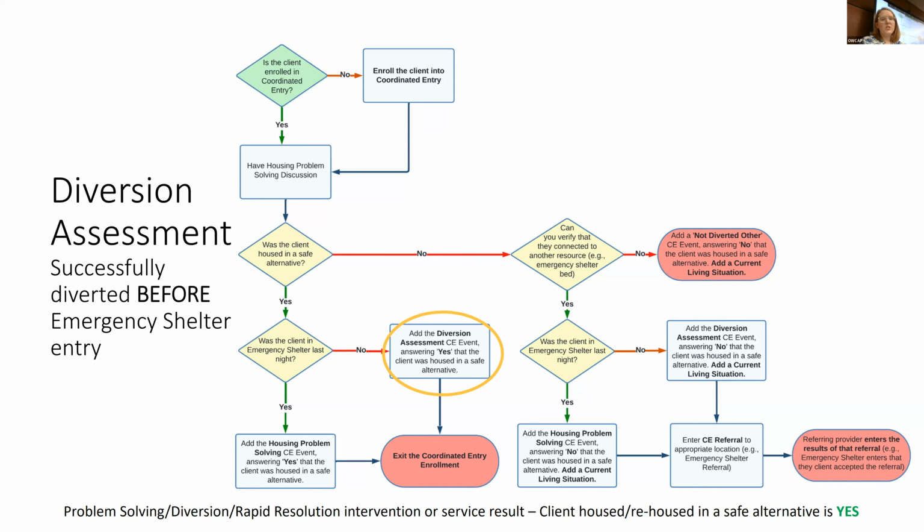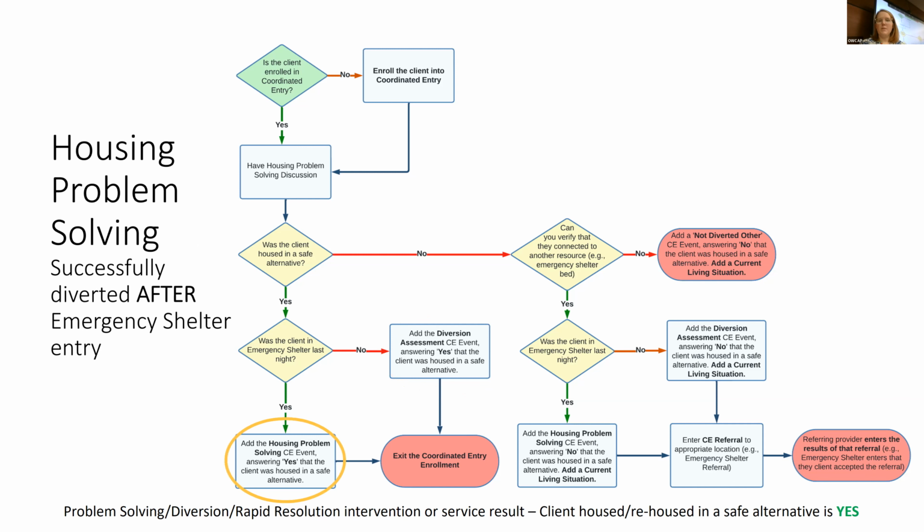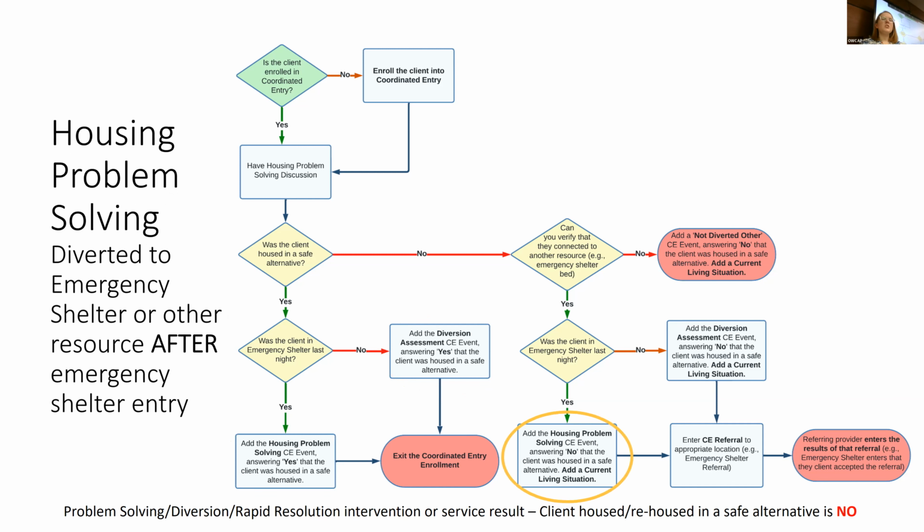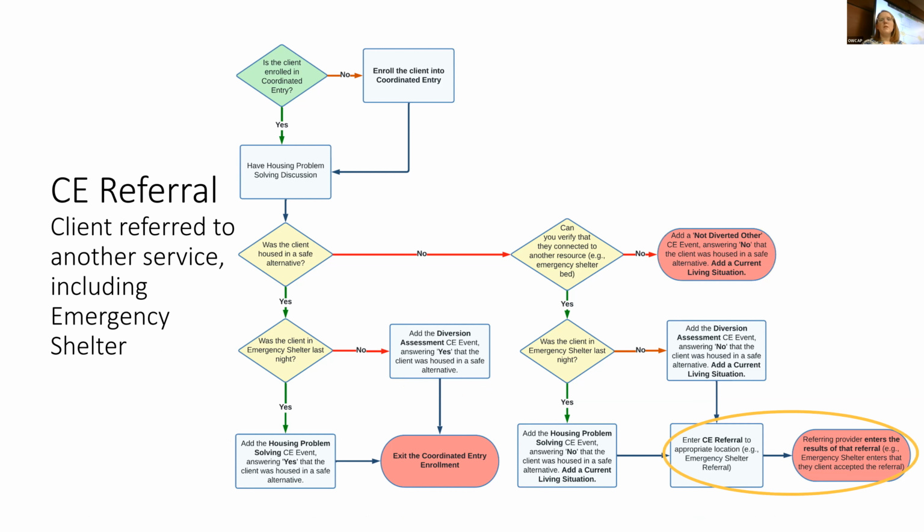If they were not in emergency shelter last night, then you would do this diversion assessment. That's the actual service. And then you would say, yes, you still diverted them. You still ended that episode of homelessness before it started. You're going to exit that coordinated entry enrollment. There are several other examples in these slides that I'm not going to go through. If you do this diversion training, it talks through it very thoroughly. But I wanted to give you examples of where these things happen.